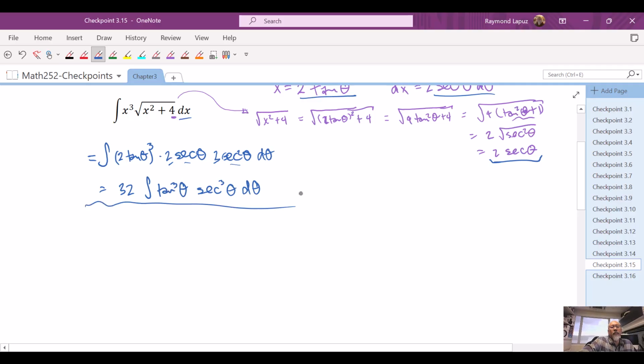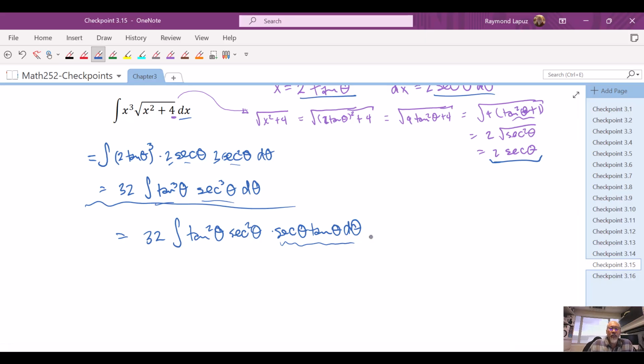We'll do that here. In the next step, this is going to be the constant outside, 32, the integral of tan squared theta, secant squared theta. Now we took a secant and a tangent out, secant theta, tangent theta, d theta. And then now if we can write everything in terms of secant, the derivative of secant theta is secant theta tangent theta. And we can do that by changing this into something with a secant.